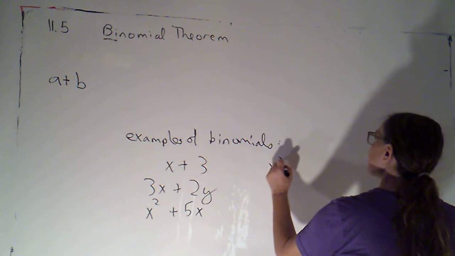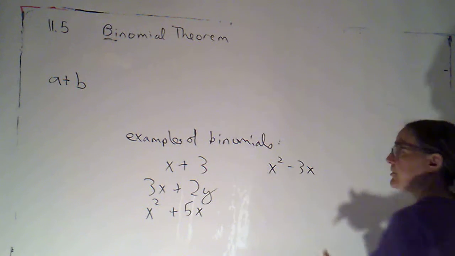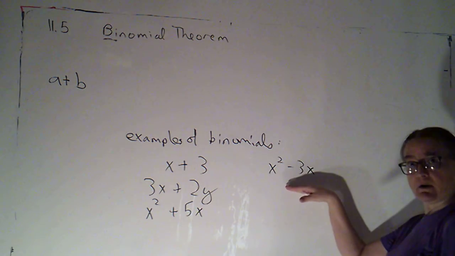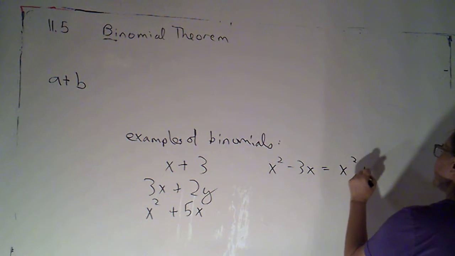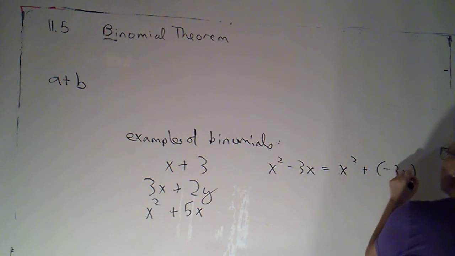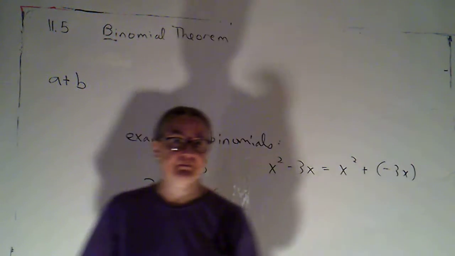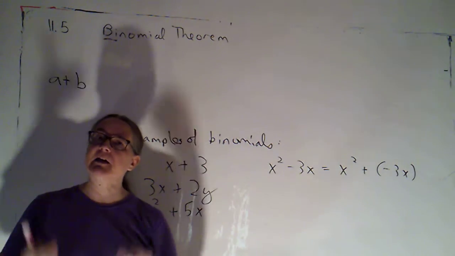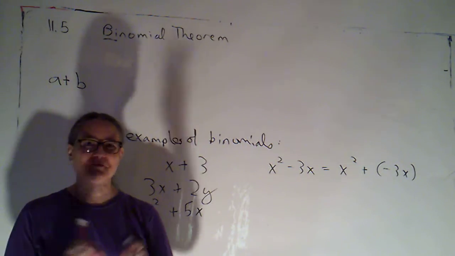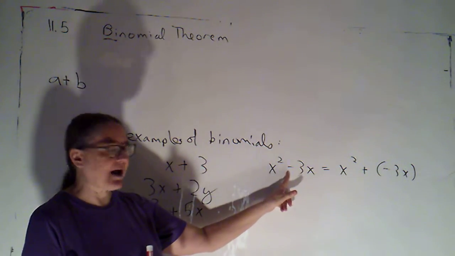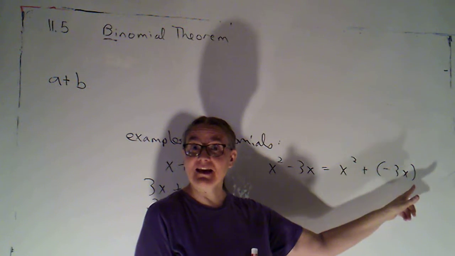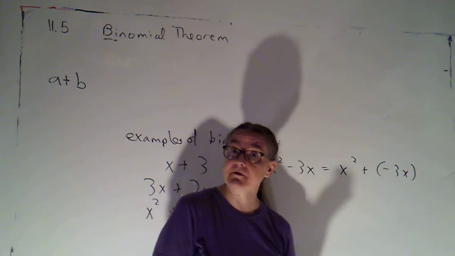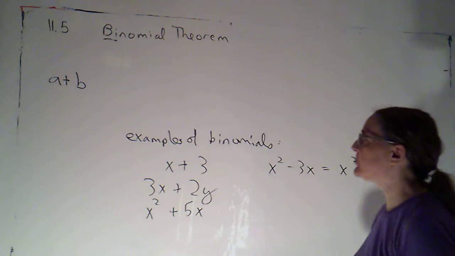I could have something like x squared minus 3x. That counts. I'm going to view that as a sum, though. So I'm going to view that as x squared plus a negative 3x. So I'm going to always view a binomial as a sum of two terms. If I have a subtraction problem, I'm just going to view that as adding the opposite term. And so that way I can have either a sum or a difference of two terms, but I'll always interpret it as the sum.